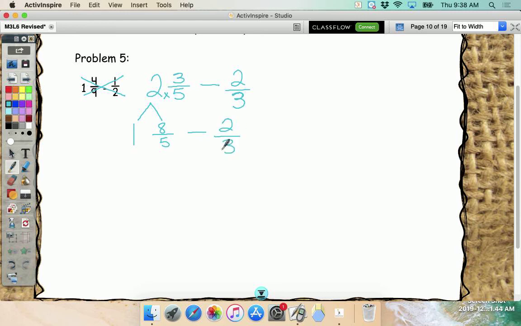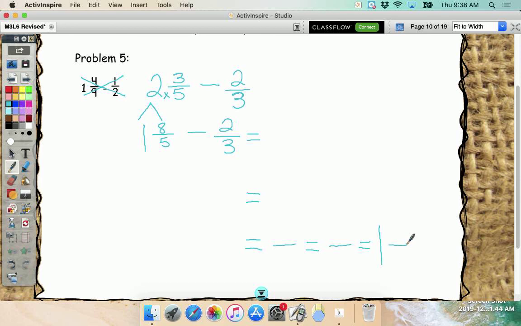So here's your new problem. 1 8/5. Write this down. Minus 2/3 equals. Now, here's the problem with this. I'm going to take this 1 out, and I'm going to put it back in my answer. Okay? Because I don't want to use it. I already changed this to an improper fraction. So I'm going to take the 1 out, and I'm going to put it back in my answer. Where's my answer? All the way down here.